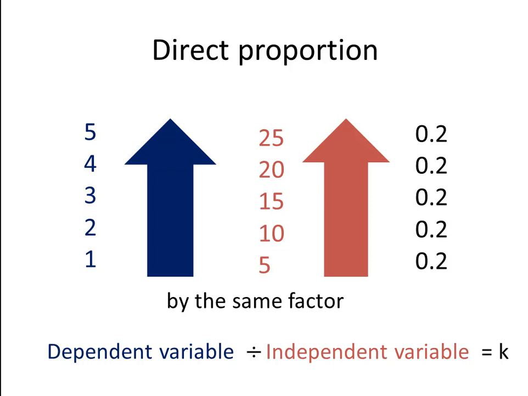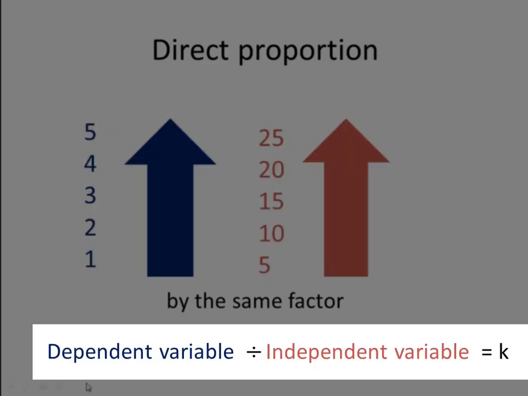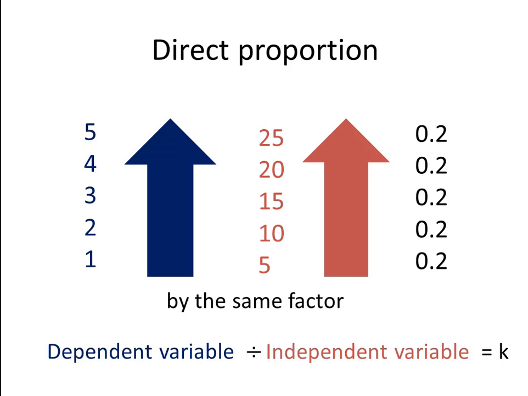So we can detect direct proportion either by dividing independent by dependent or by dividing dependent by independent. We'll get a different constant depending which one we have at the top of the fraction and which one at the bottom. But it doesn't matter. It doesn't really matter what the value of the constant is. It's just if we see there's a constant, that tells us direct proportion is there.